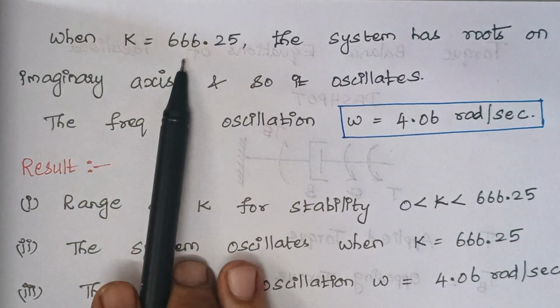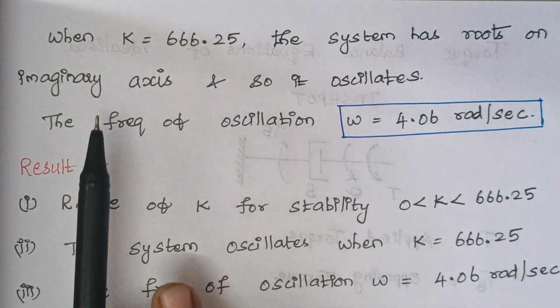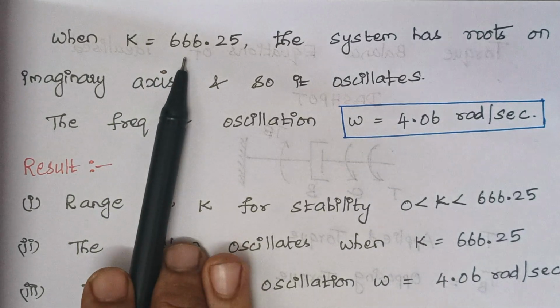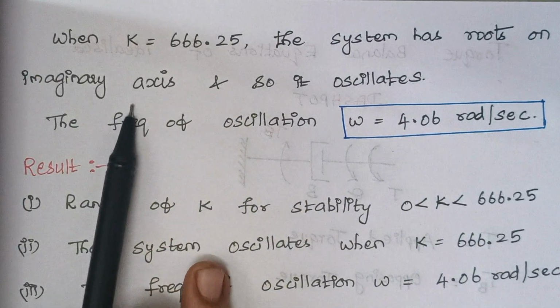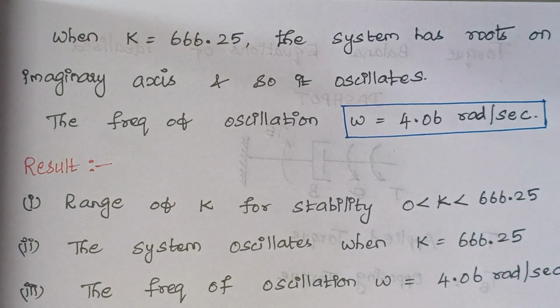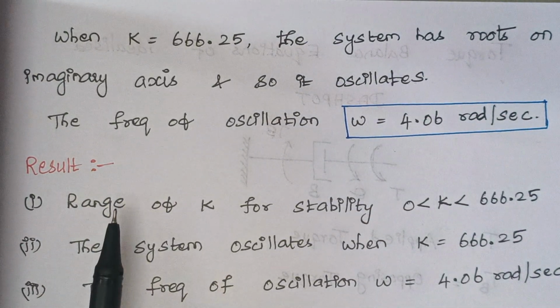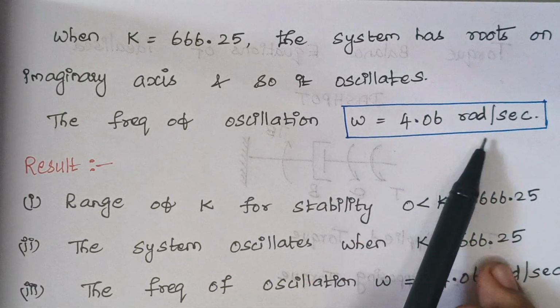So when k is 666.25, right, the system has roots on the imaginary axis. That is, when you substitute the value of k as this one, we are making the s to the power 1 row a row of zeros. Right. So whenever there is a row of zeros, the roots will lie on the imaginary axis. So whenever roots lie on the imaginary axis, the system will oscillate. Right. And finally, we can find out the values of s. The value of s gives you the frequency of oscillation, which is nothing but 4.06 radian per second.